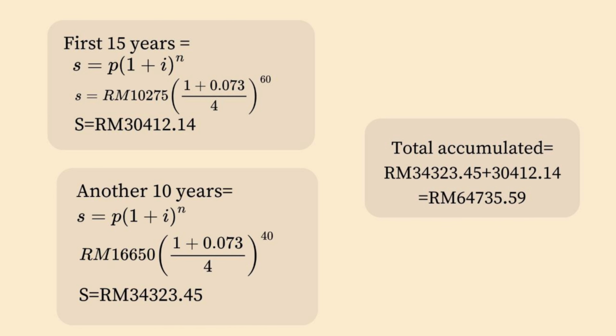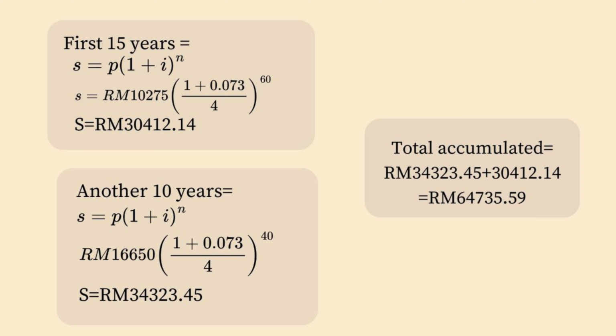I calculate the first 15 years. We are going to use the formula S equals P in bracket 1 plus i to the power of n, so we are going to find S. We already have our P, which is 10,275 ringgit, in bracket 1 plus 0.073 over 4 to the power of 60. Why 0.073 over 4? Because converting 7.3% we get 0.073, and 4 is because it is compounded quarterly. So our S will be 30,412 ringgit and 14 cents.